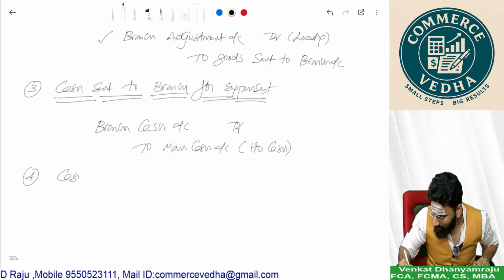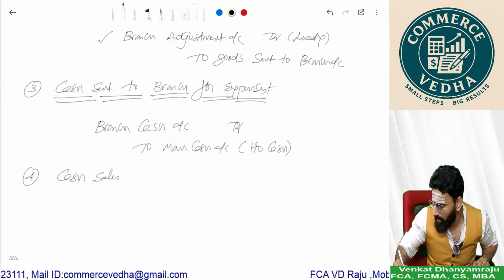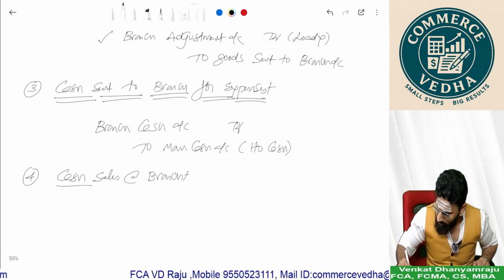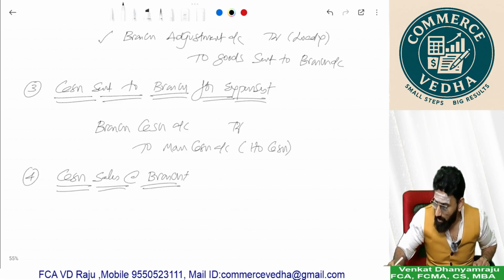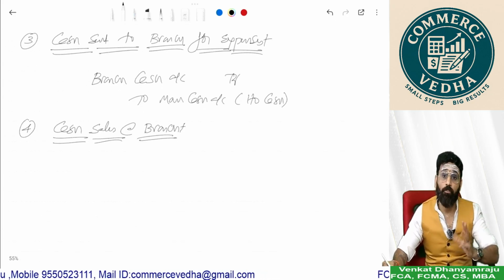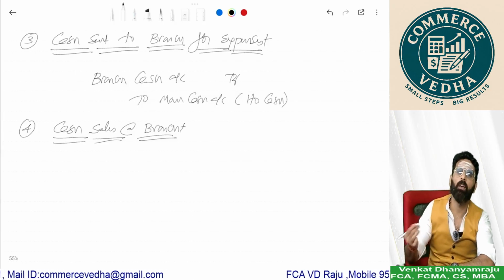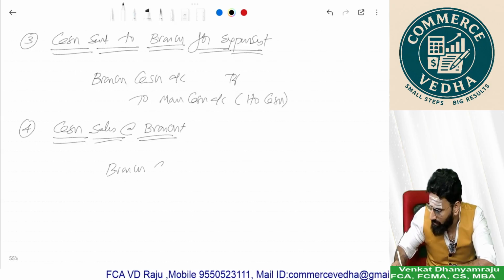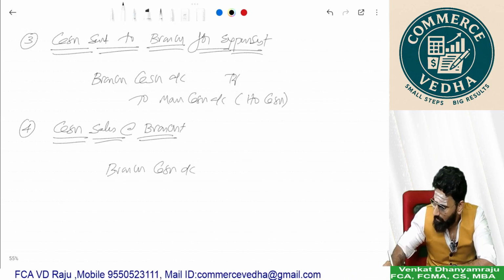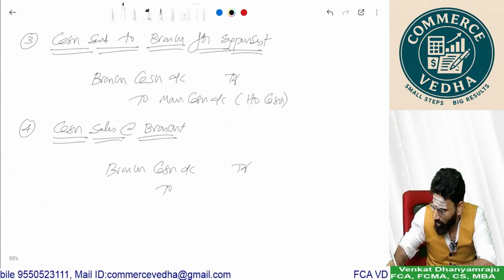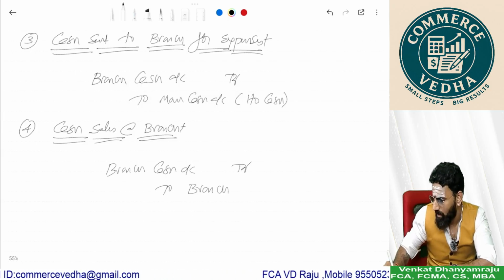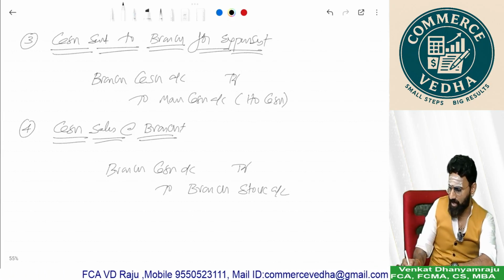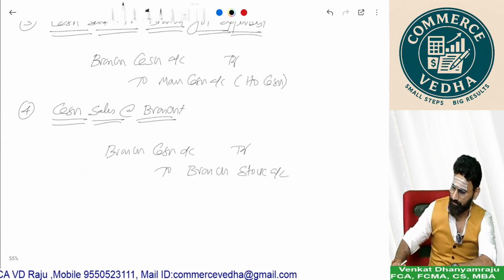Then next, fourth one, cash sales at branch. Branch sold the goods for cash. So the entry is, as we know, cash sales is what? Branch cash account, because cash is coming in to branch, debit. To what has gone? Branch stock. Branch cash to branch stock.